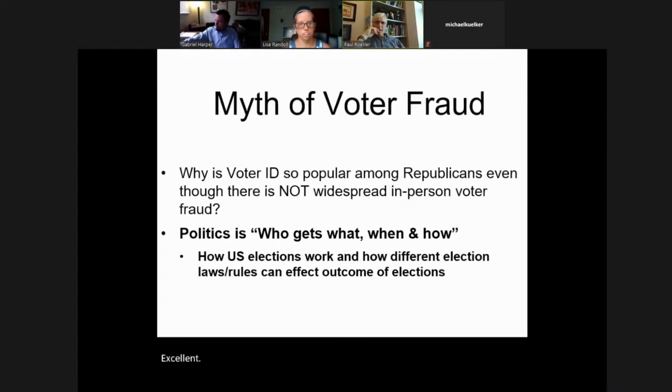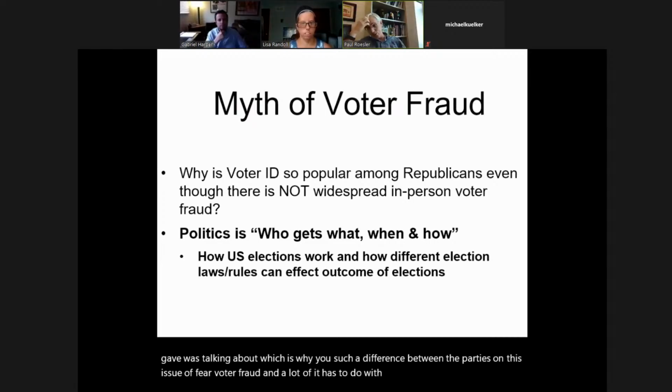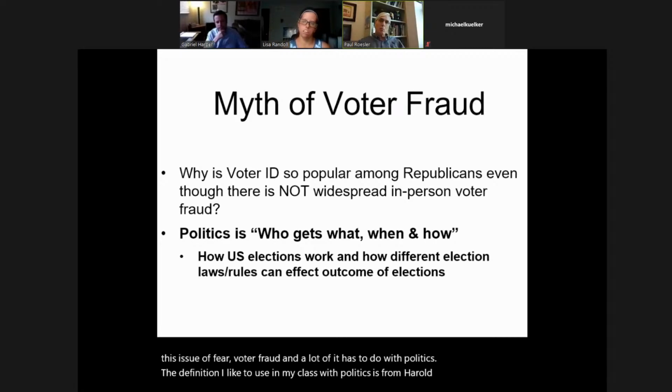So my question today, what I'm going to tackle, is similar to what Gabe was talking about, which is why you see such a difference between the parties on this issue of fear of voter fraud, and a lot of it has to do with politics. The definition I like to use in my class of politics is from Harold Lasswell. Politics is who gets what, when, and how.